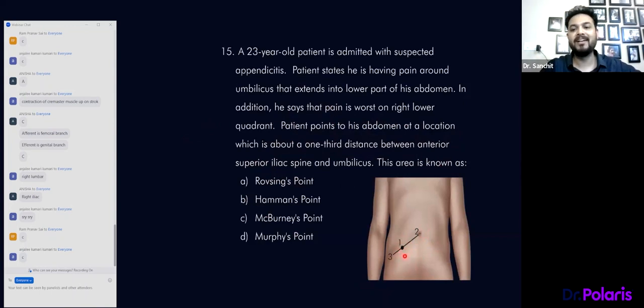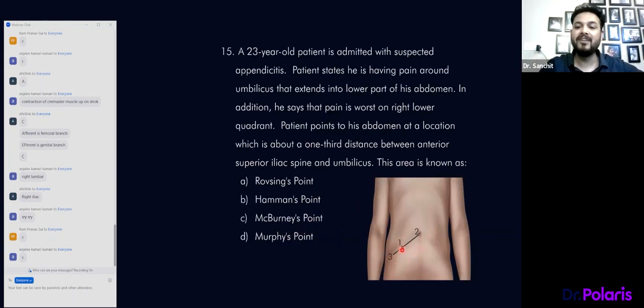What is this point called? Very, very important from a surgery point of view. I've already got the right answers. Yes, all of you remember, C is the right answer, McBurney's point. Why? Because McBurney was a New York surgeon. His name was Charles McBurney, and he was the first one who actually did a lot of work on the appendix. That is how McBurney's point got its name, and it is basically a point which indicates appendicitis.